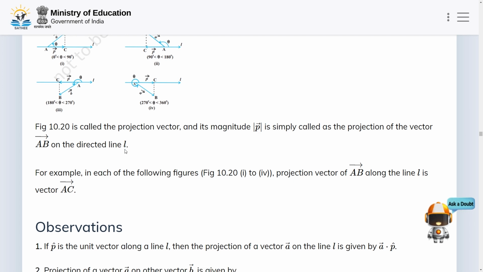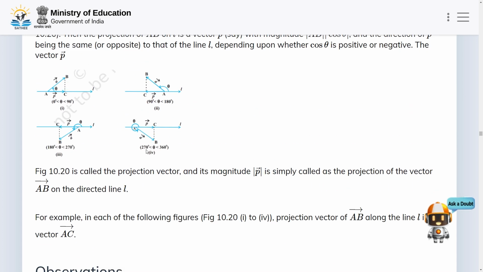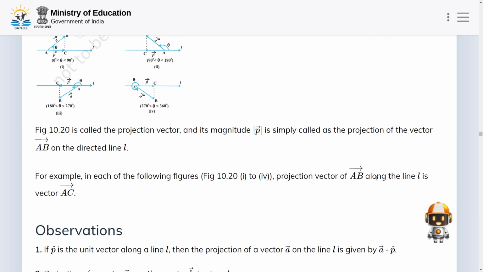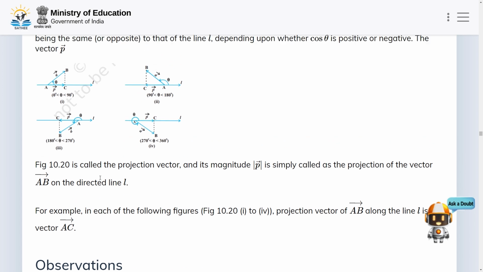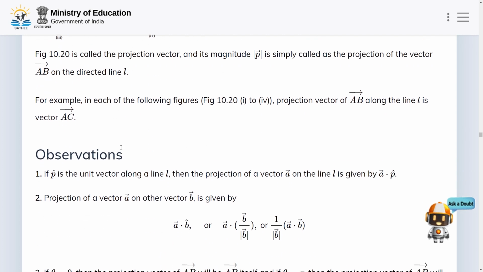line L. Clear? For example, if you look at each of the following figures 1 to 4, the projection vector of AB along the line L is vector AC. As you can see, the projection vector is this AC. Here the direction is the same as the direction of the line, and here it is the opposite direction. Okay, now let us move next.